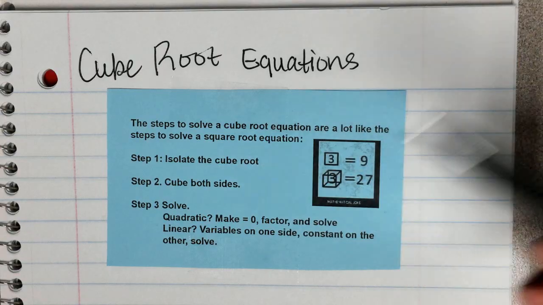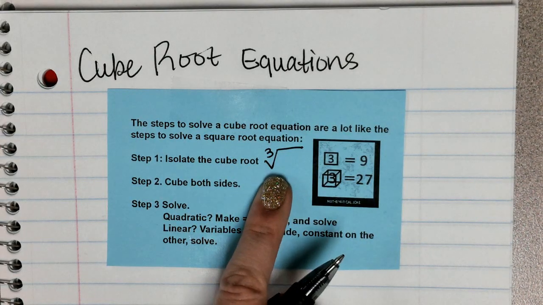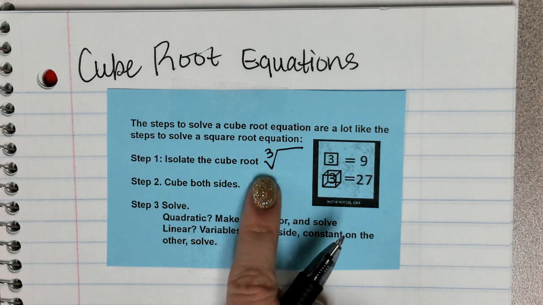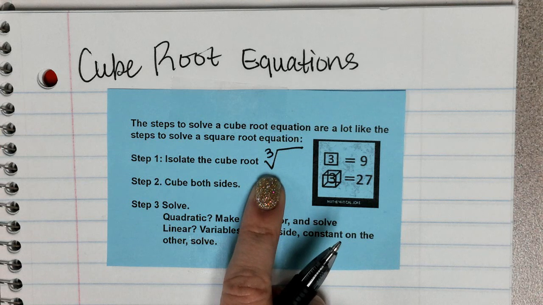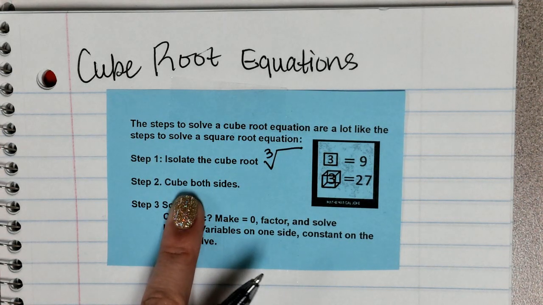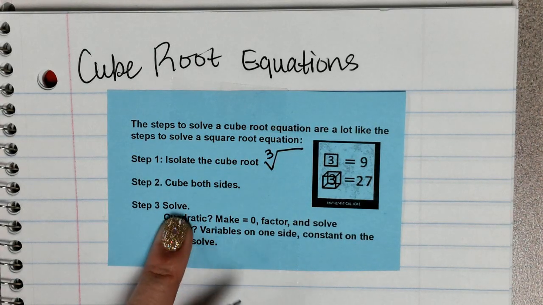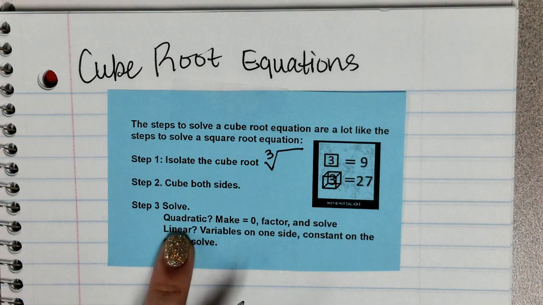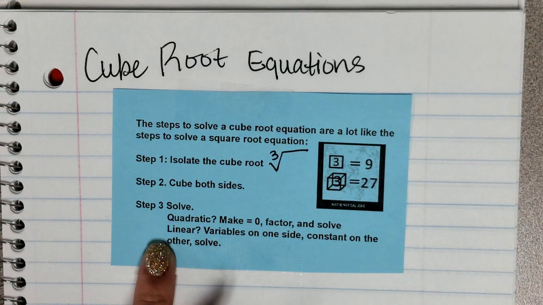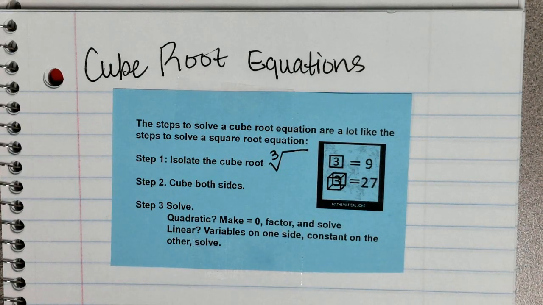Step 1, isolate the cube root. What is that? That's anything under your little cube root symbol. That is what we're trying to get to. All right, and then once we get that isolated, you cube both sides. Doesn't this sound familiar? Instead of squaring, we cube. Okay, and then we solve. So what we're left with is either quadratic, we know how to solve those, make equal 0, factor, solve, or it's linear, we get the variables on one side, constant on the other.